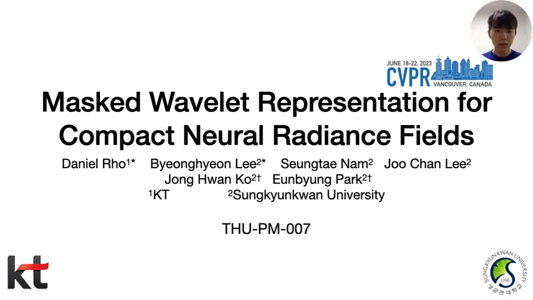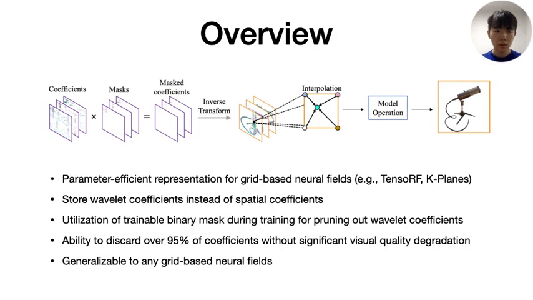Hello, my name is Daniel Rowe, and I'm going to present our paper titled Masked Wavelet Representation for Compact Neural Radiance Fields. The goal of this paper is to find a parameter-efficient representation for grid-based neural fields.